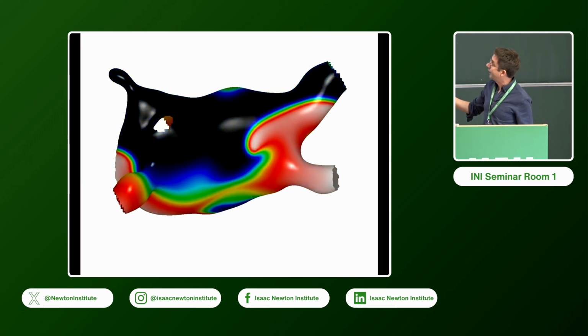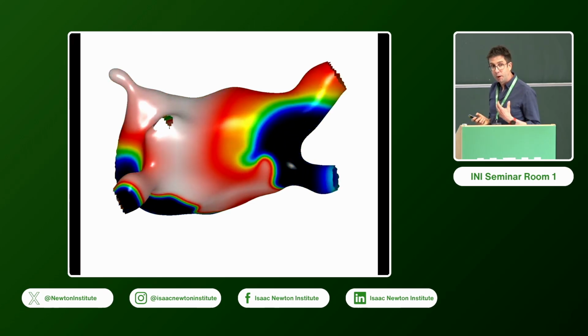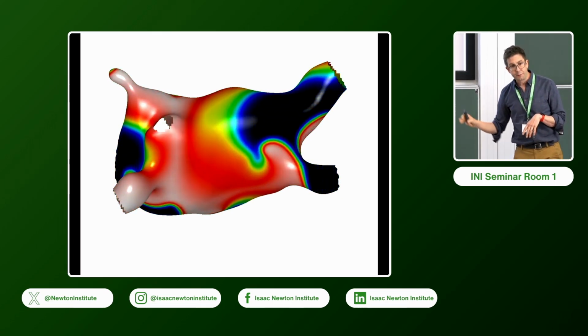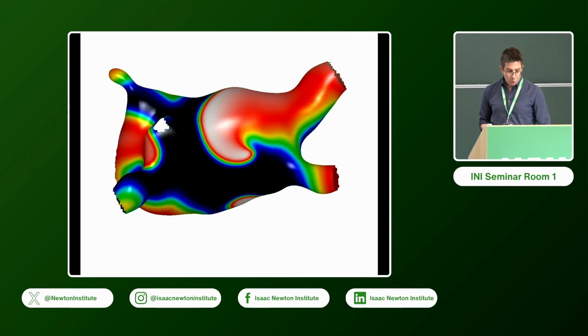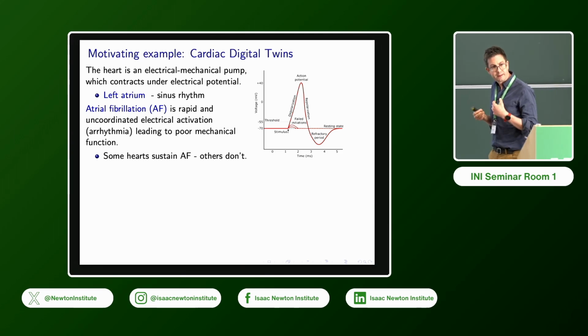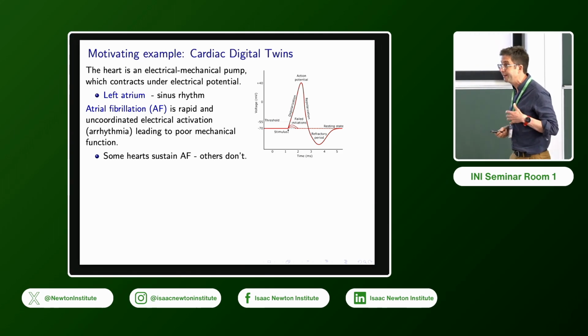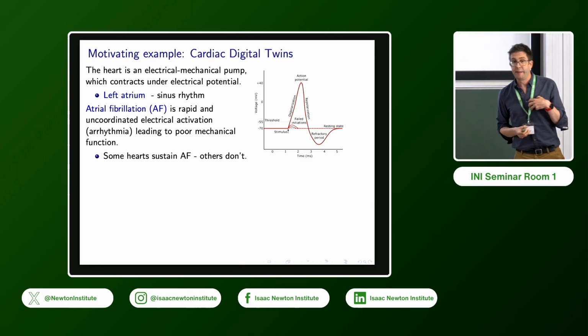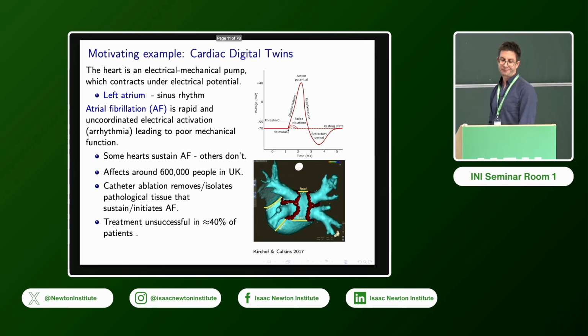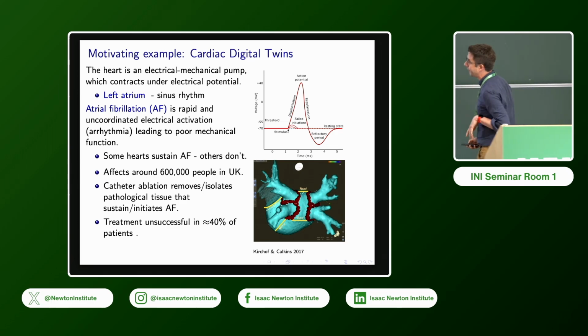Now, I think any heart is capable of this kind of pattern, but in most people's hearts, in healthy hearts, these patterns die out. They don't sustain. Okay? Whereas in some patients who have arrhythmias, they keep going. So these people who have atrial arrhythmias, atrial fibrillation, get stuck in that kind of mode where those patterns just keep going round and round. So it affects about 500,000 people in the UK.